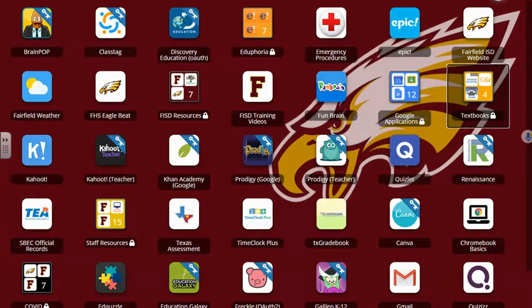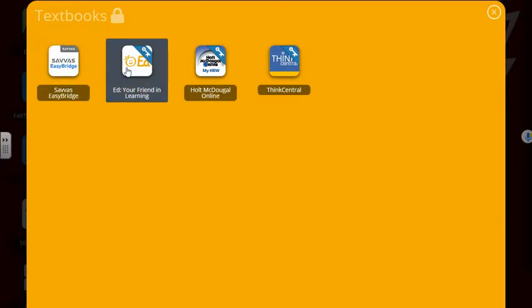It is called A Pioneer Sampler: The Daily Life of a Pioneer Family in 1840. It was written by Barbara Greenwood and illustrated by Heather Collins. So let's get started. Okay, first things first. The story is linked in Google Classroom, but if for some reason that link is giving you issues, the first thing you can do is go to ClassLink, click on textbooks, click on Ed, your friend in learning.